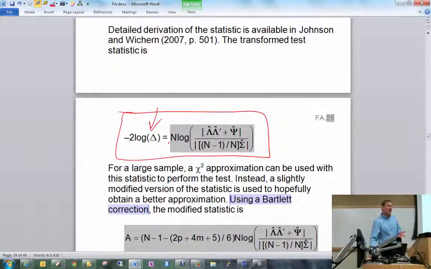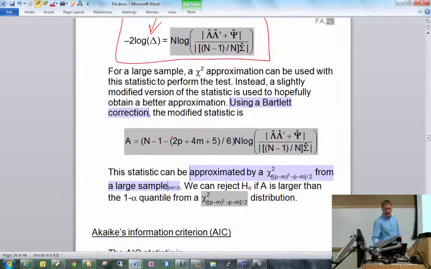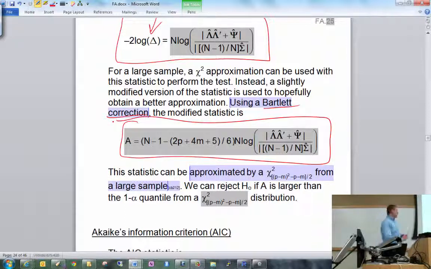In the end, you can actually get a better chi-square approximation if you use what's called a Bartlett correction. And so my negative 2 log delta with this correction essentially is replaced by, for lack of a better symbol, A. So that's what this statistic looks like. For a large sample, it can be approximated by this chi-square distribution. And we reject when A is larger than, let's say, the 0.95 quantile from this chi-square distribution.